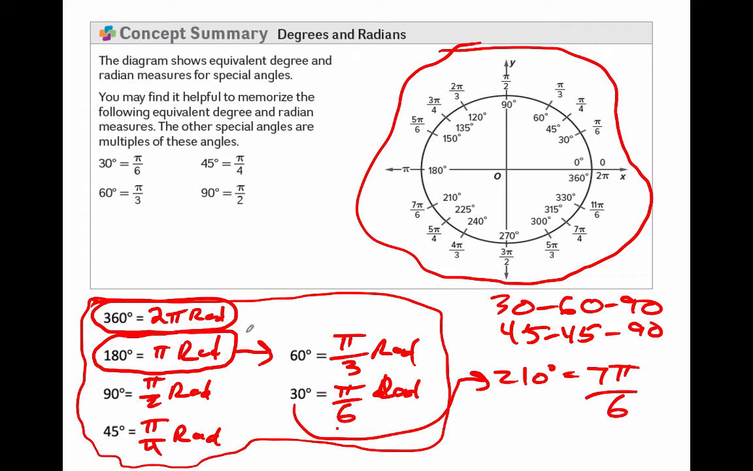You need to think about your answer in English, and then you need to change it back to Spanish. So if we start in radians, we might need to change it to degrees, answer the question, and then change back to radians if necessary.